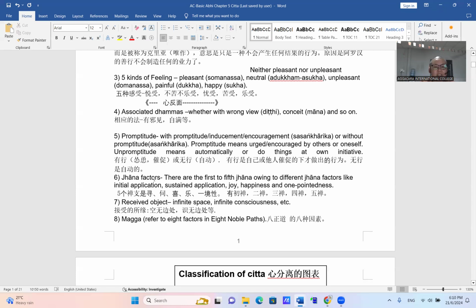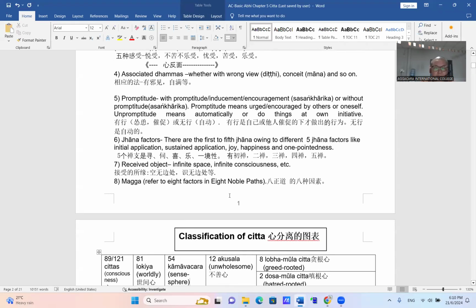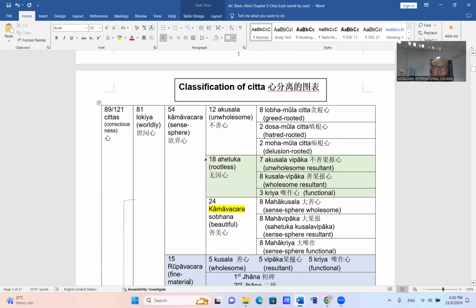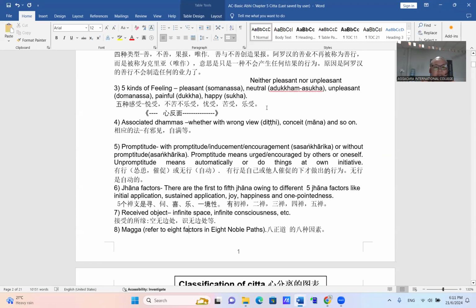Then jhana. Some of the chitta have jhana. There are first jhana, second jhana, third jhana, fourth jhana, and they have different jhana factors. When we talk about the jhana factors, normally there are five: initial application, sustained application, joy, happiness, one-pointedness. We will go through this later. In Pali they are Vitakka, Vicara, Piti, Sukha, Ekaggata. Then the object received, the Arupa level, with infinite space, infinite consciousness. And Magga, referring to the four paths, also referring to the supramundane.